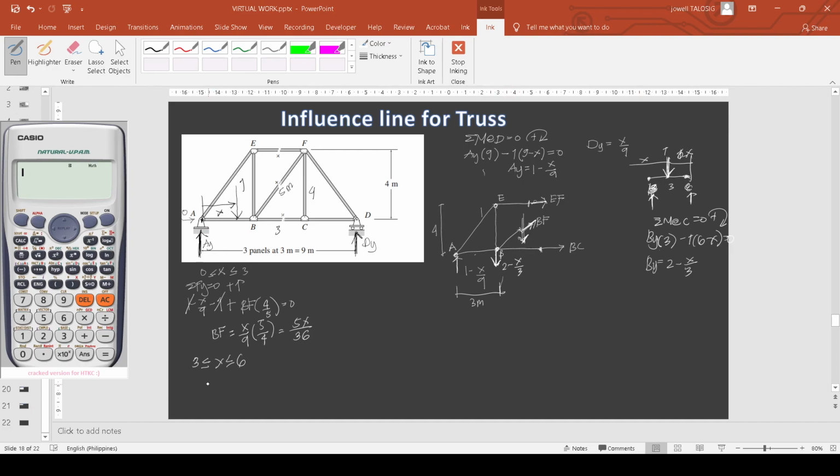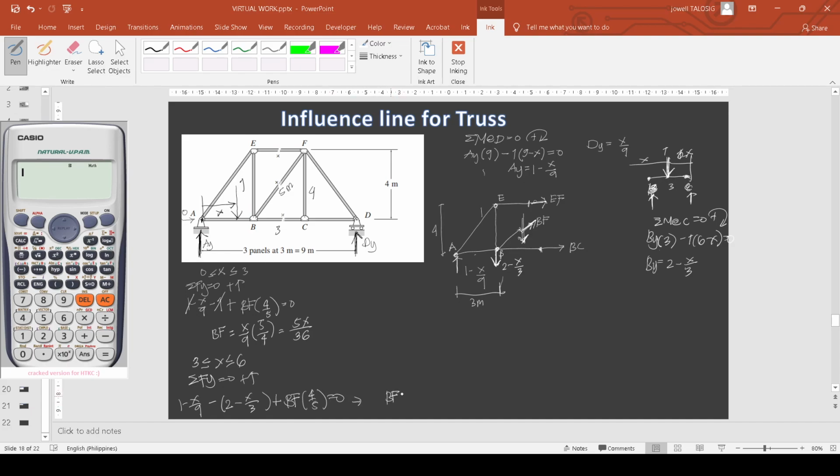So, yan na yung gagamitin natin. So, that is equal to, so the first we need to write the equation, no? Is equal to 0. Summation forces along y is equal to 0, positive upward. So, 1 minus x over 9 minus itong b na to, no? So, that is 2 minus x over 3. And then we have the BF. So, BF natin is pataas siya. So, plus the component of BF vertically, so 4 over 5 is equal to 0. So, here, we simplify that.